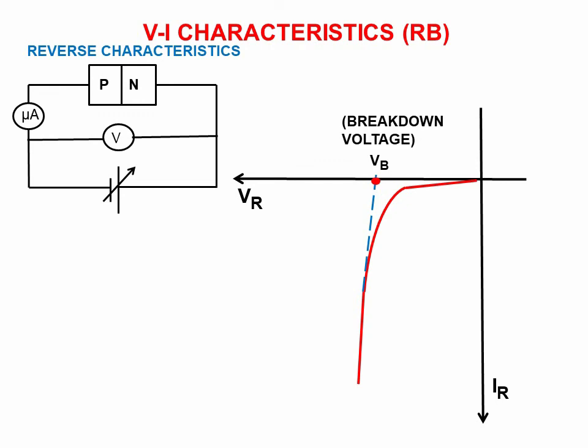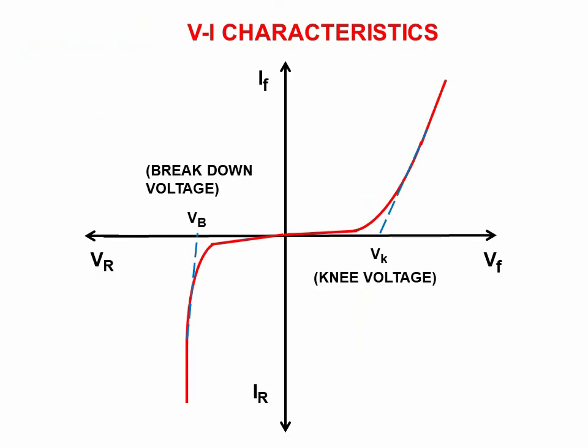Here also we can calculate the reverse resistance using the same procedure followed in forward characteristics. The reverse resistance is equal to del VR by del IR. Here RR means reverse resistance, VR refers reverse voltage, IR refers reverse current. This figure refers VI characteristics for PN junction diode, that is the combination of forward and reverse characteristics of PN junction diode as shown in the figure. Here remember, in forward bias knee voltage is present, in reverse bias breakdown voltage is present.